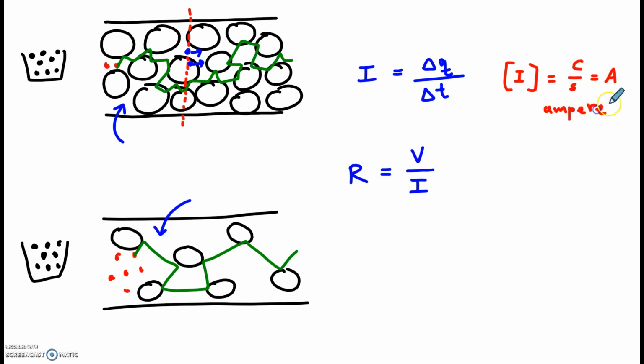The unit for resistance is going to be potential difference, that's volts, over current, that's in amperes, and we define that as an ohm, which is sort of like an upside down U with feet. This is the Greek letter omega, by the way.